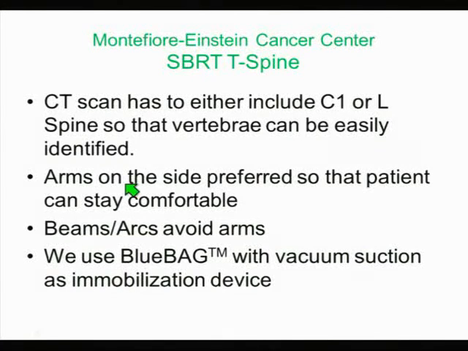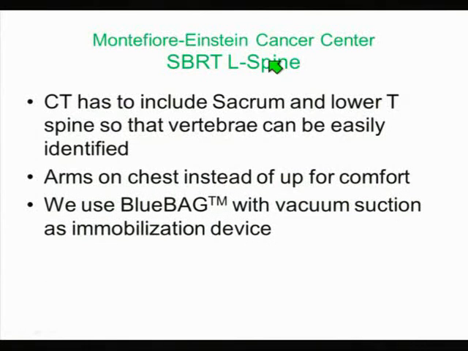Mostly for these, we try to get the patient's arms on the side so that the patient can stay comfortable. And then, of course, your beams and arcs have to avoid the arms. So use an avoidance sector, and we also use the blue bag with vacuum. And for the L-spine, of course, you have to include the sacrum and lower T-spine. And the arms, we try to get on the chest so the patient can be more comfortable.